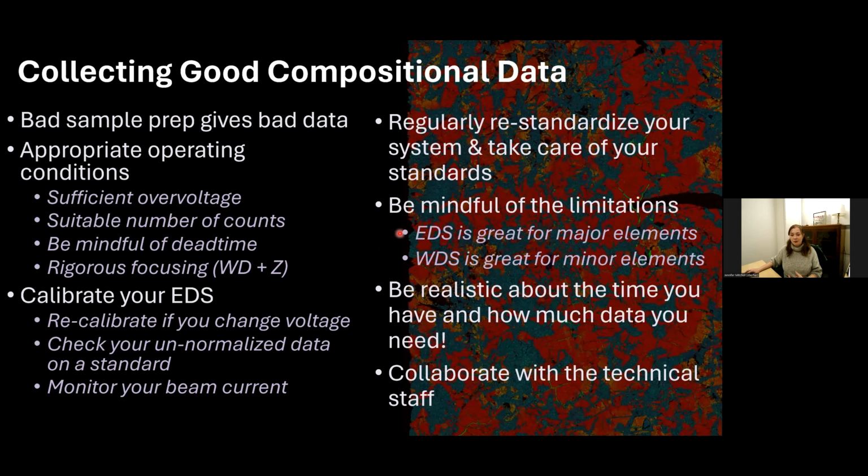Keep an eye on the limitations. So EDS might be brilliant for major elements. WDS is great for minor elements. But then also be realistic about how much time you have and how much data you need. Do you realistically need 600 data points for a meteorite? No. I went slightly off the rails and got really, really excited. And then I've basically been dealing with it. I've got massive spreadsheets and it's really hard to know where to start.